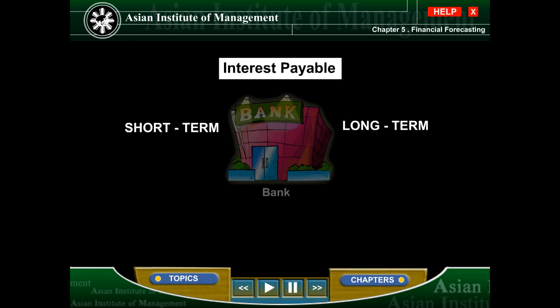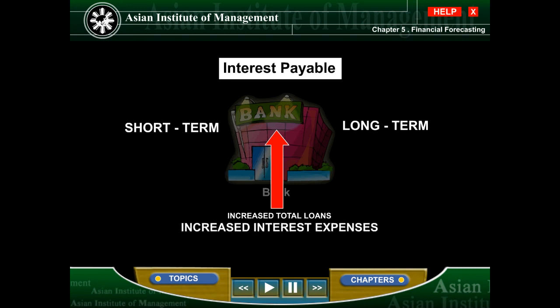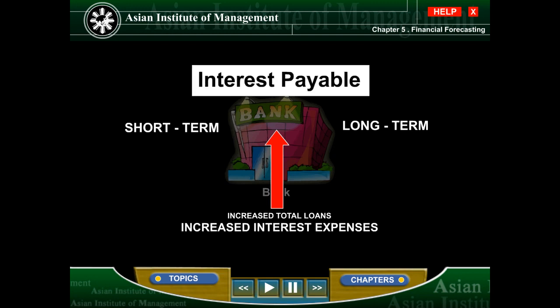The forecaster can assume that any financing shortfall will be covered by additional loans. This will increase the total loans of the enterprise, thereby increasing interest expenses. The interest expenses incurred during the accounting period but not yet paid during that period will appear as interest payable as of the ending date of the same accounting period.